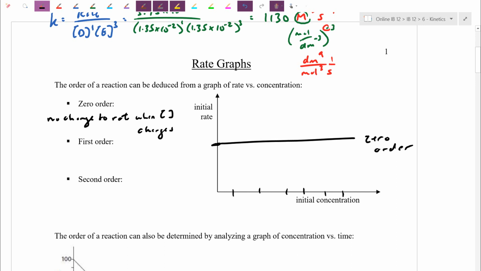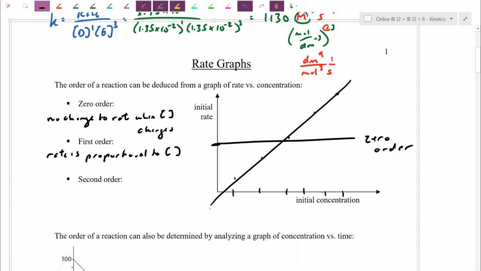What if it's first order? First order means that the rate is proportional to the concentration. So when I'm high concentration, the rate is high. When I'm low concentration, the rate is low. So high concentration, I'm starting out high. As the concentration steadily drops, the initial speed is less. For a first order reaction, we actually have a line that just goes up linearly. So this one here is going to be first order.